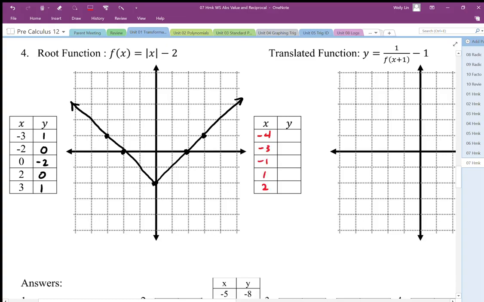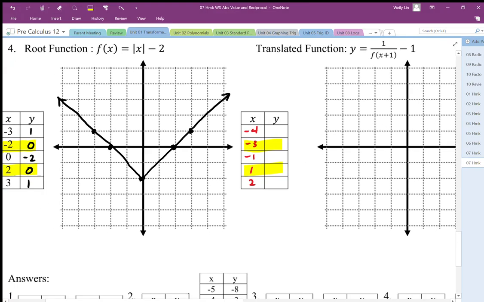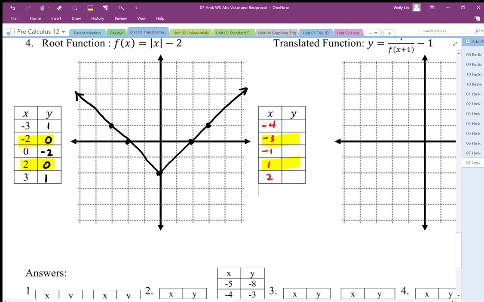What's important though is that we keep track of these zeros, because when we do the reciprocal, those are going to be important. So these are going to be our 0 points that we have to keep in mind, because what we're going to do first is do the reciprocal and then shift it down by 1. So by doing the reciprocal, we're going to generate the asymptotes.